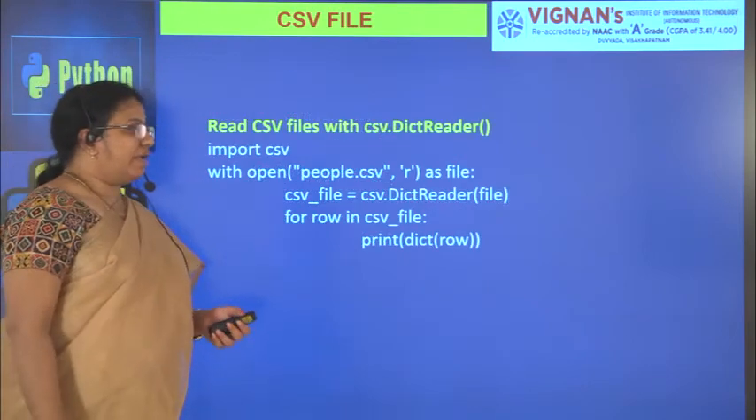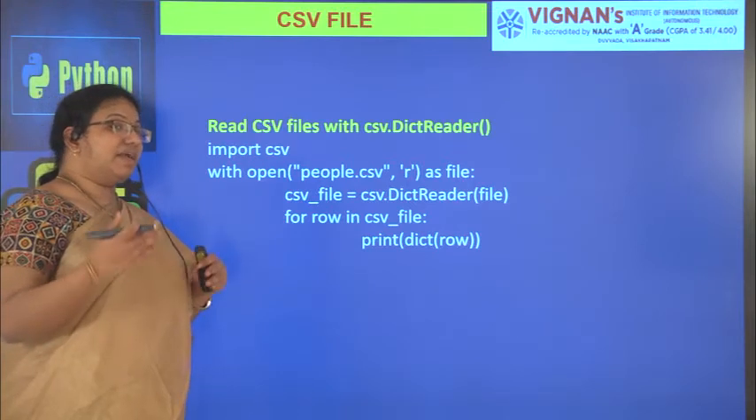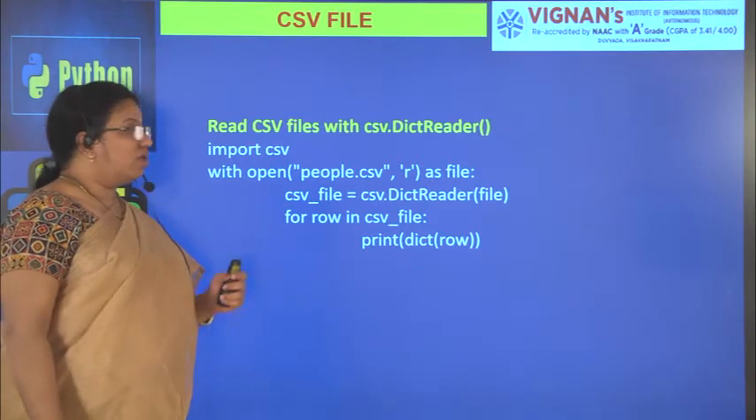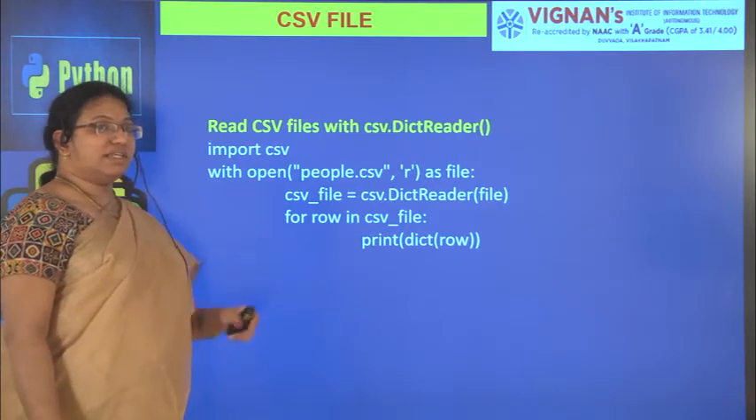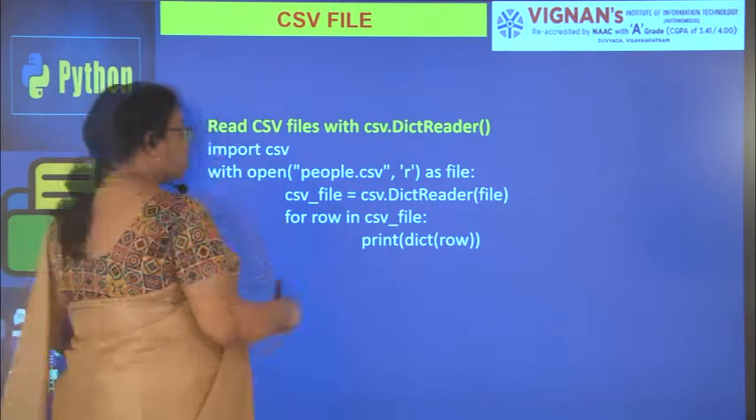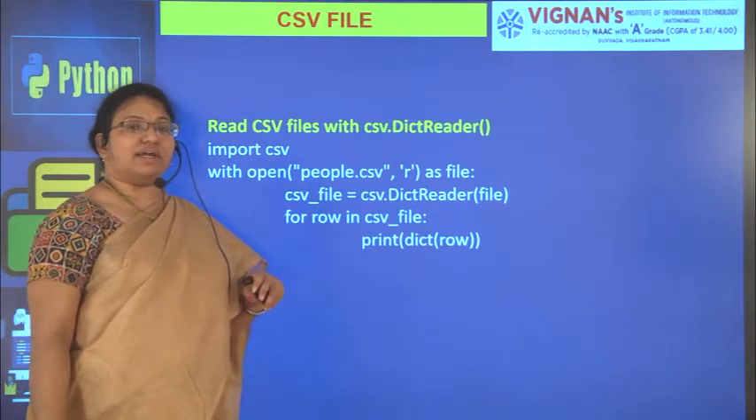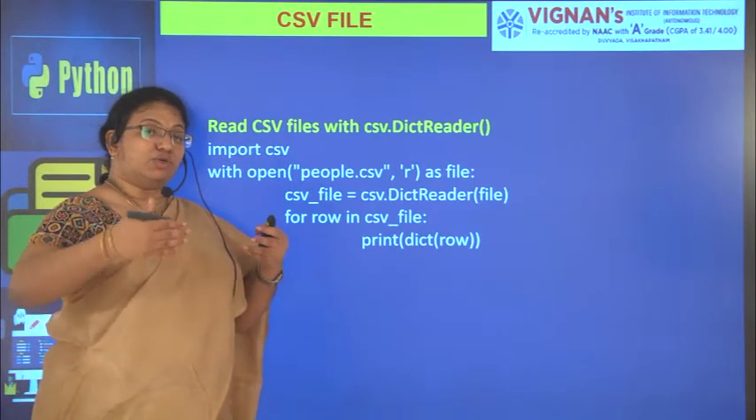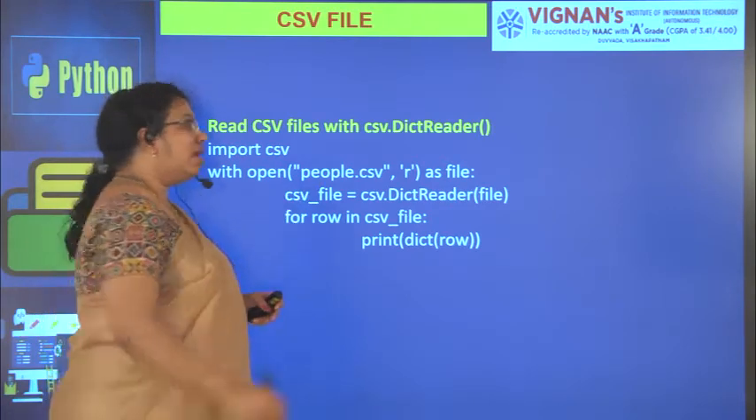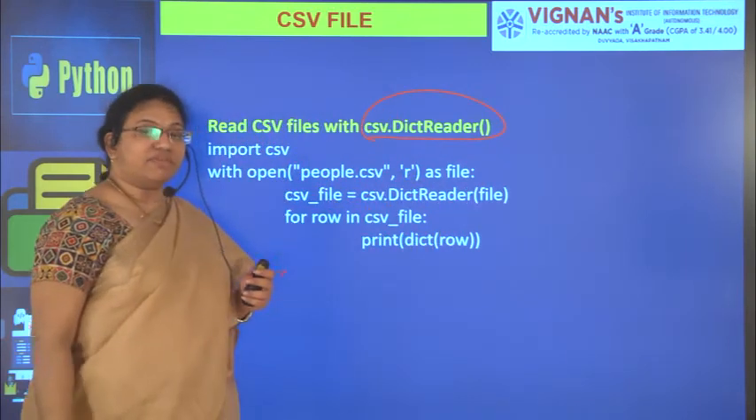Next, I want to read my CSV file, and I want to work with the type of data it is holding, which is dictionary type of data. So how to do this? Reading of a CSV file with csv.DictReader is the method I have to use. I am going to read CSV files where the CSV file contains a dictionary, so I want to read dictionary kind of data.